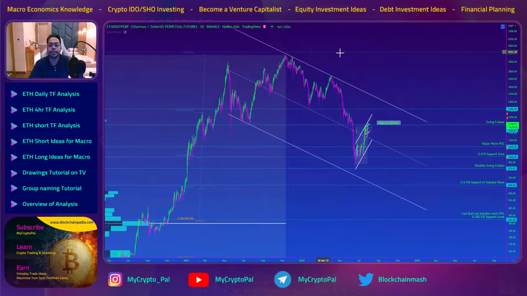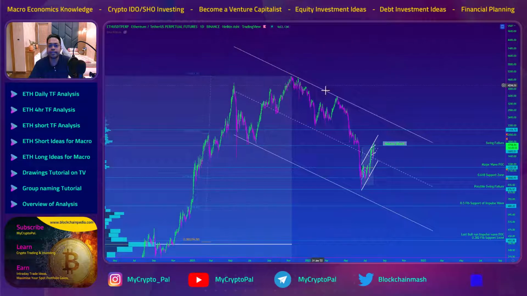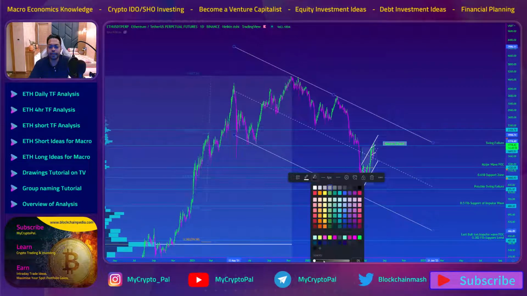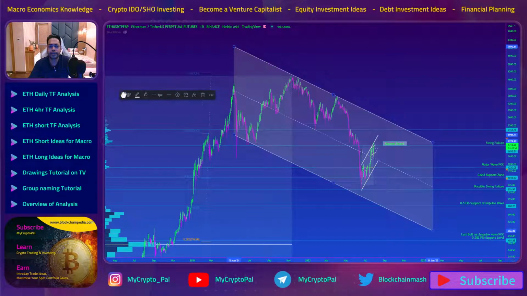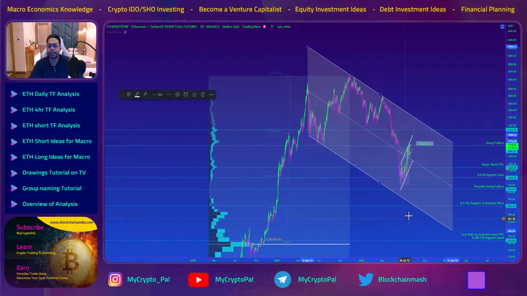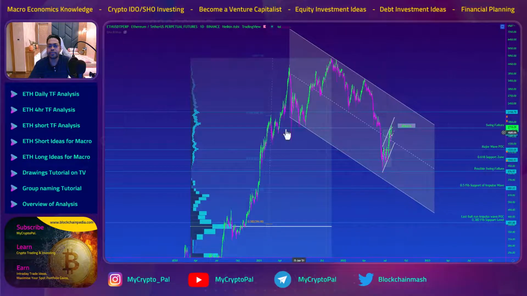Now, starting with the macro overview, you can see that this is the bigger parallel channel over here. This is what is playing now for Ethereum, and we are in this big parallel channel, and I'm hoping that a correction will happen over here.